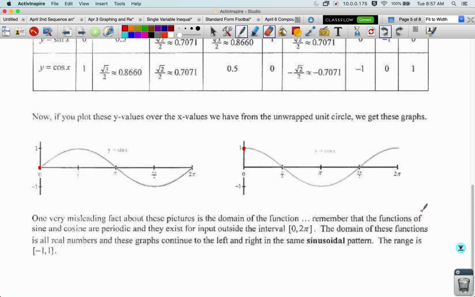One very misleading fact about the picture is the domain of the function. Remember that the functions of sine and cosine are periodic and they exist for inputs outside the interval of 0 to 2 pi. The domains of these functions are all real numbers, and these graphs continue to the left and the right in the same sinusoidal pattern. The range is -1 to 1. So all it's saying is this wave here is going to keep cycling up and down forever in both directions. So this is just one period of an infinitely long wave. Same with this one over here.